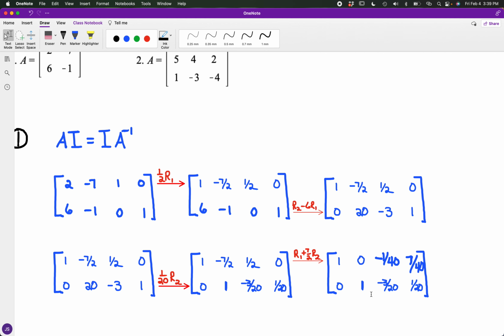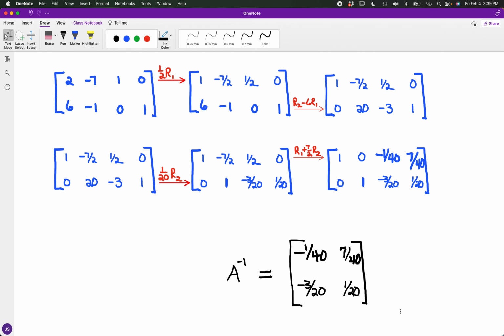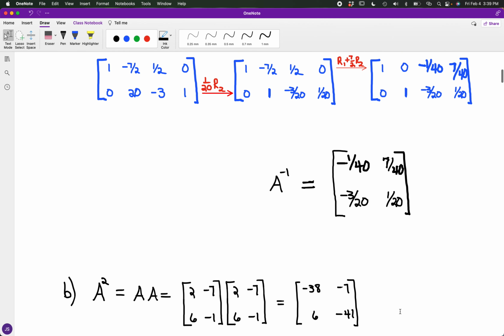If you notice, for the left half of this 2 by 4 arrangement, you have the identity matrix. And the right half is going to be the inverse of A. So again, the top row has negative 1/40th, 7/40ths, and the bottom row has negative 3/20ths and 1/20th.